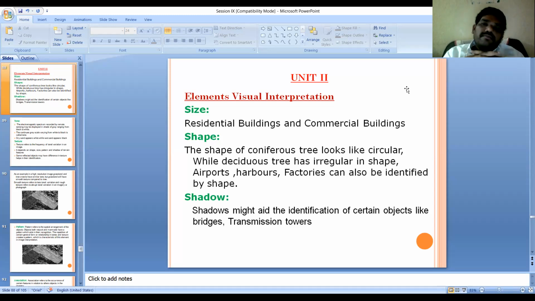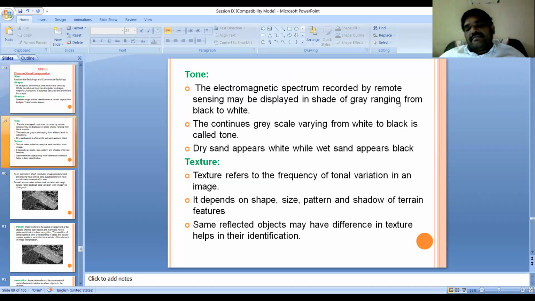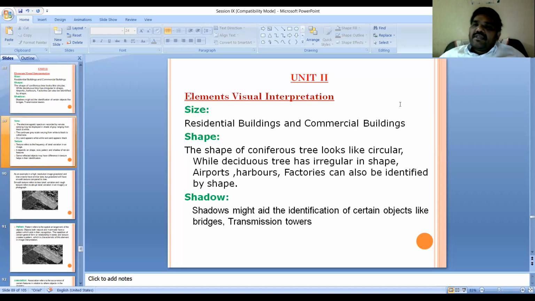As we know, we have entered into the second unit. Yesterday, we saw the first topic, by name Elements of Visual Interpretation. See here, in the previous topic, we have seen how the images will be analyzed.